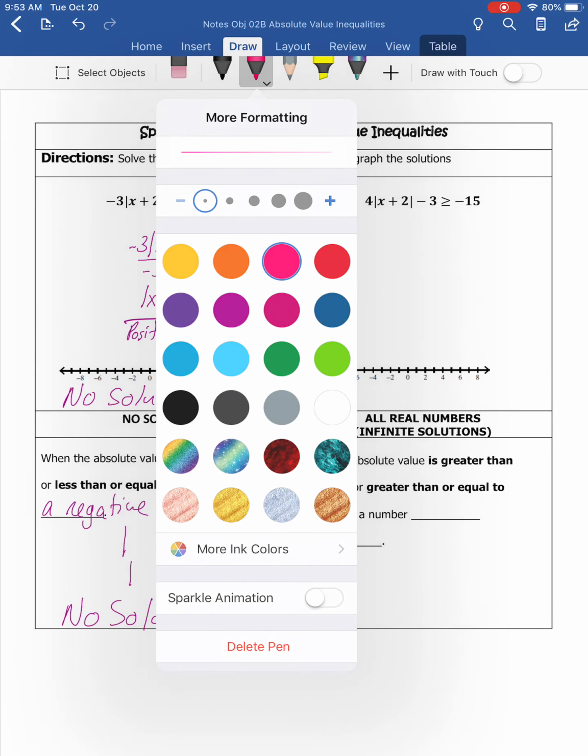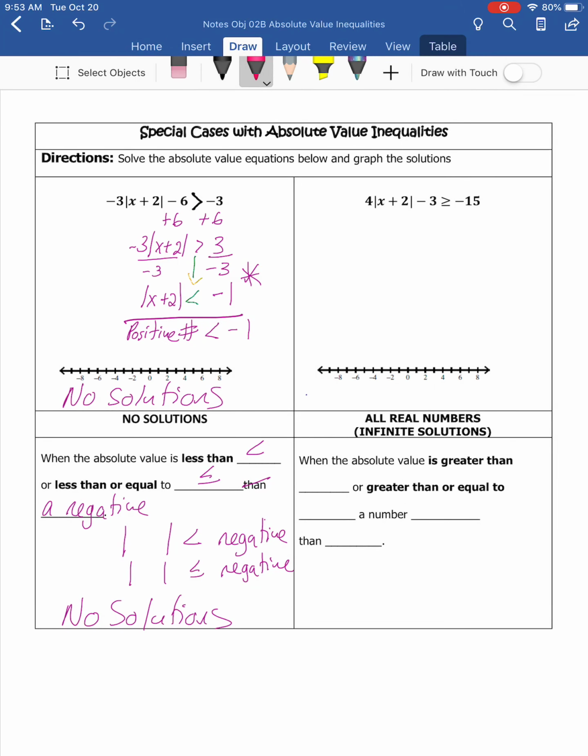Greater than or equal to is going to be a little bit different. So I'm going to go through the same process, add 3, 4 times the absolute value of x plus 2 is greater than or equal to -12. I'm dividing by a +4, so I don't have to worry about switching my inequality symbol. But so I have my x plus 2 is greater than or equal to -3. I stop here. Whenever I have this negative here, this is an issue.